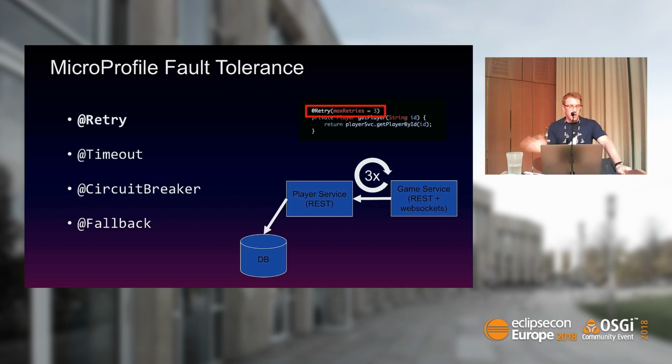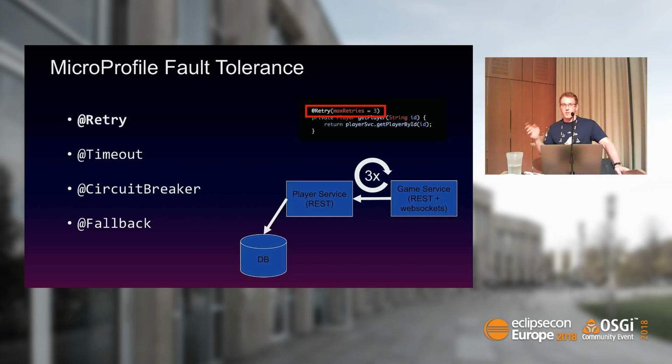So for a simple fault tolerance scenario, I've just added the @Retry annotation in my Java code, and if any exception is thrown on this method, the fault tolerance feature will automatically retry it 3 times immediately. And this Retry annotation is also tunable.